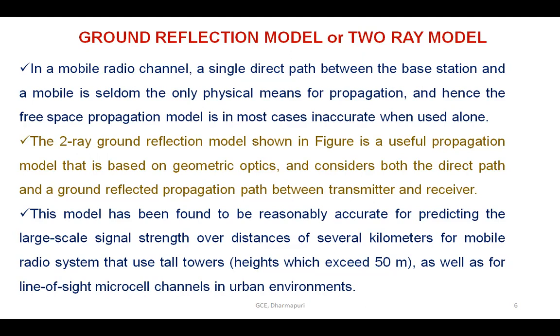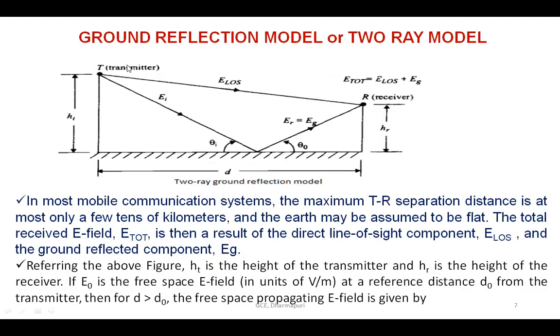This model has been found to be reasonably accurate for predicting large scale signal strength over distances of several kilometers for mobile radio systems that use tall towers, as well as for line of sight microcell channels in urban environments. You can see the transmitter and receiver with the line of sight, and the reflected path. In most mobile communication systems, the maximum T and R distance should be a few tens of kilometers.